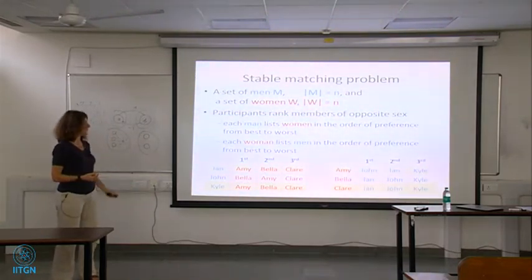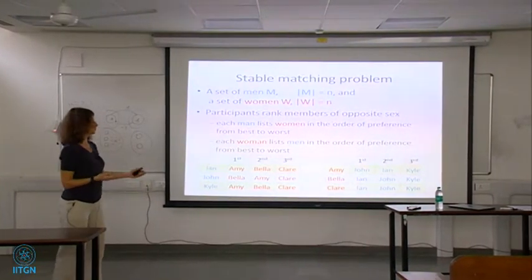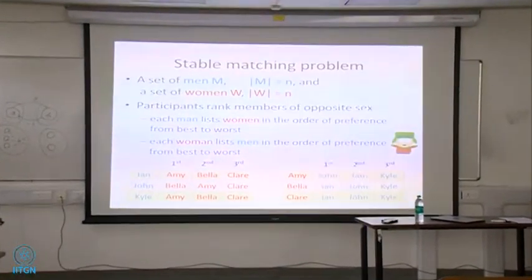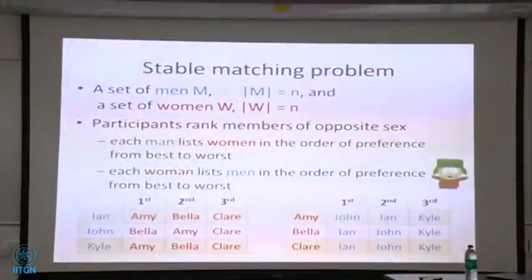Similarly, women have their individual preferences. Amy ranks John above Ian above Kyle. Bella prefers Ian to John to Kyle. Well, no one likes Kyle, but that's what we have. So everyone has a preference order.